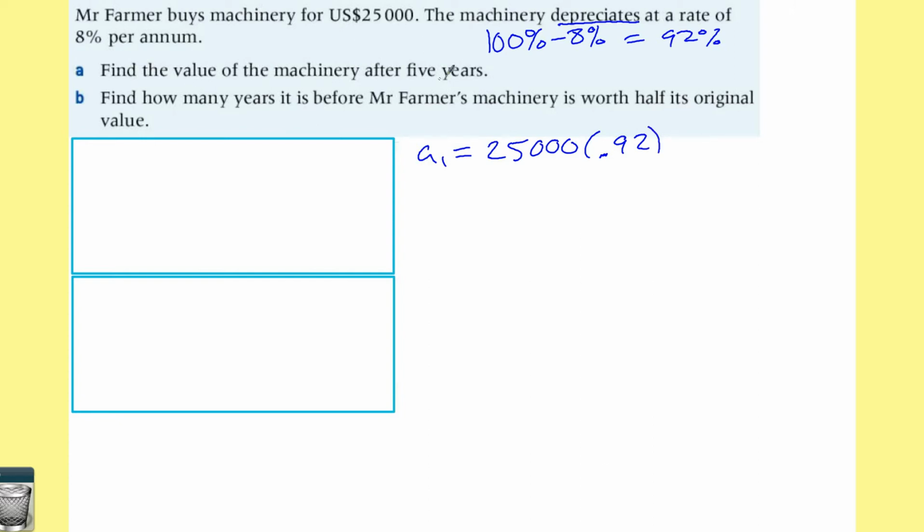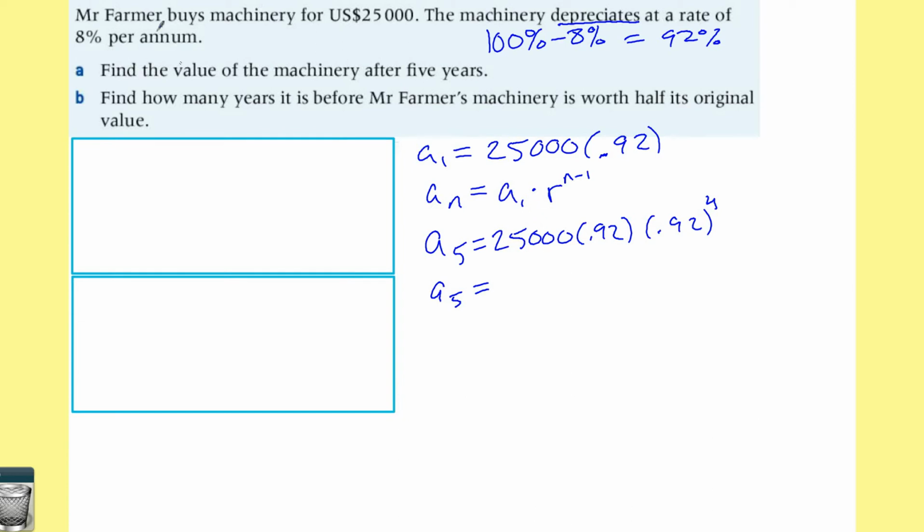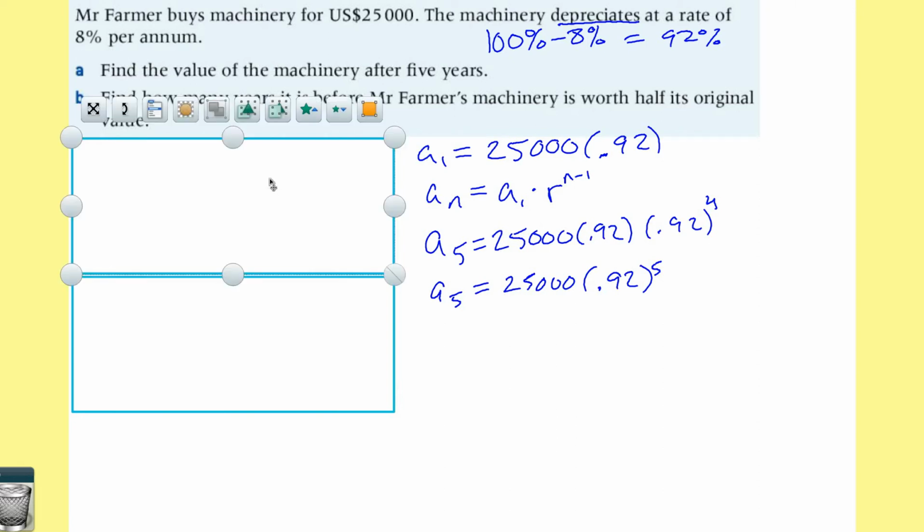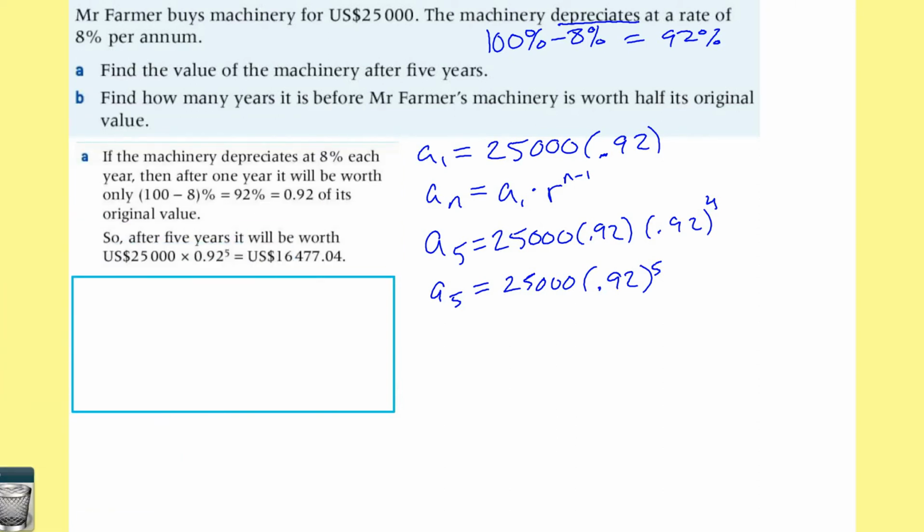Okay, we want to find the value after 5 years, so we use our geometric formula to find the nth term. So in the fifth year, we're going to take 25,000 times 0.92, that was our first term, times our rate, 0.92, to the power 5 minus 1, or 4. And again, this is the same thought process: every year we do 8% decrease, so 25,000 times 0.92 to the fifth. Okay, 2 ways to get to the same idea. Both answers are right. You plug it into your calculator, you get this as your answer.